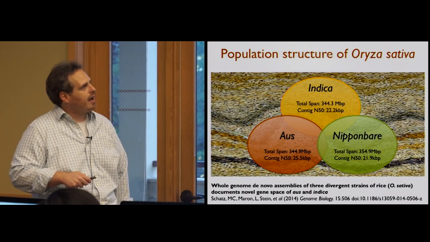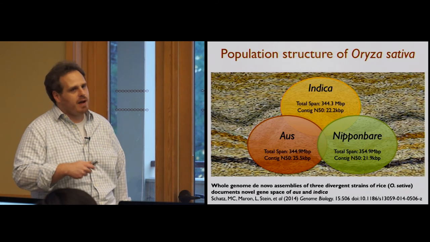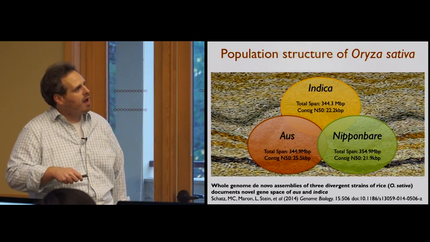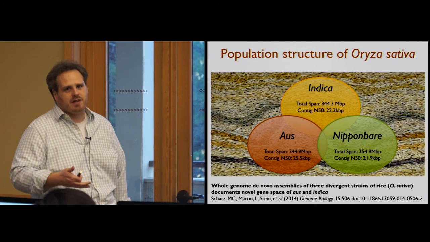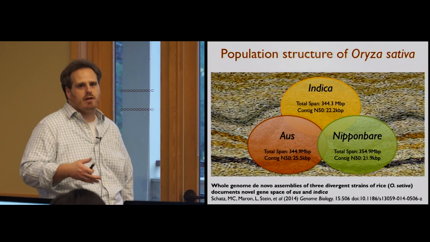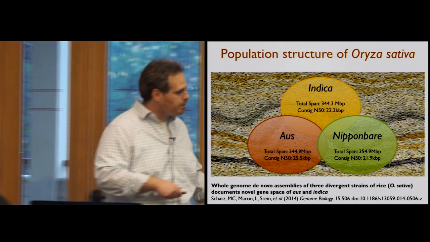So here we're looking at, there's thousands of different varieties of rice. We had picked out just three of these, ran AllPaths, got pretty nice assemblies, contigs were pretty good. Our scaffolds were not amazing. They're on the order of a few hundred KB. Again, we only had shorter jumping libraries, so no surprise that we weren't getting megabase scaffolds from there.